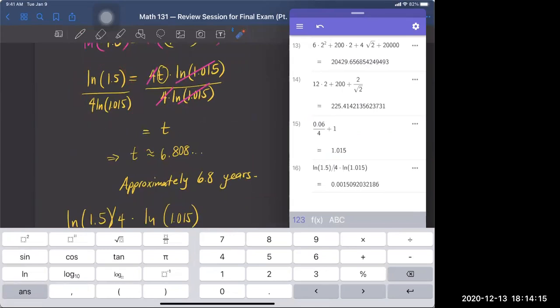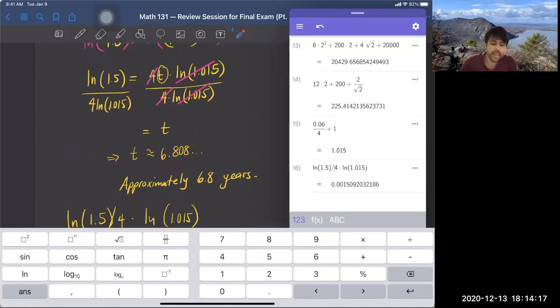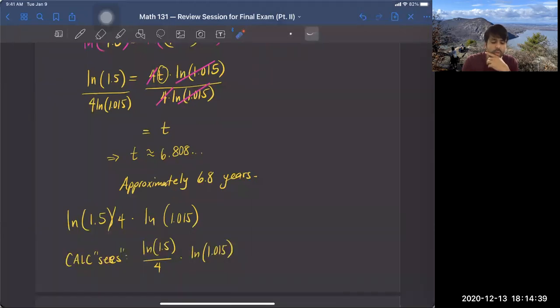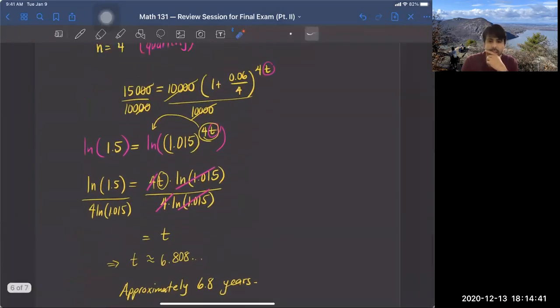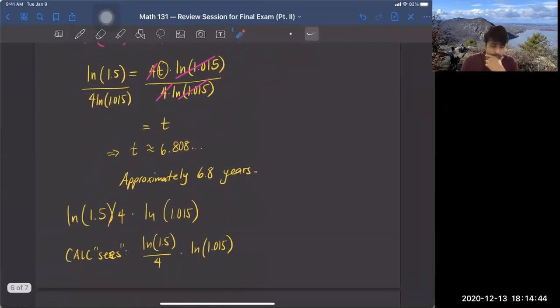Yes. So because of that, you have to make sure you are specific in saying that, hey, I want the bottom to be a unit first. I want 4 multiplied with ln of 1.015, and then take ln of 1.5 divided by that expression. So that set of parentheses takes care of that. And that's why you're getting the wrong answer, even though you're doing every step correctly. Okay? So don't worry about that too much. Now you know.